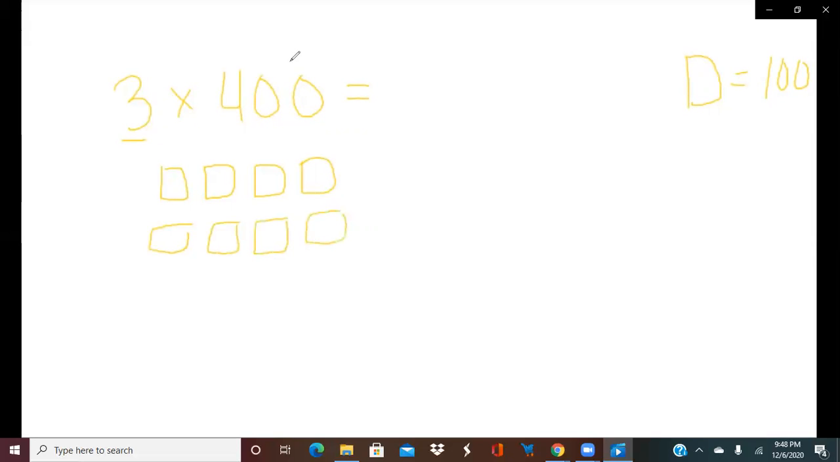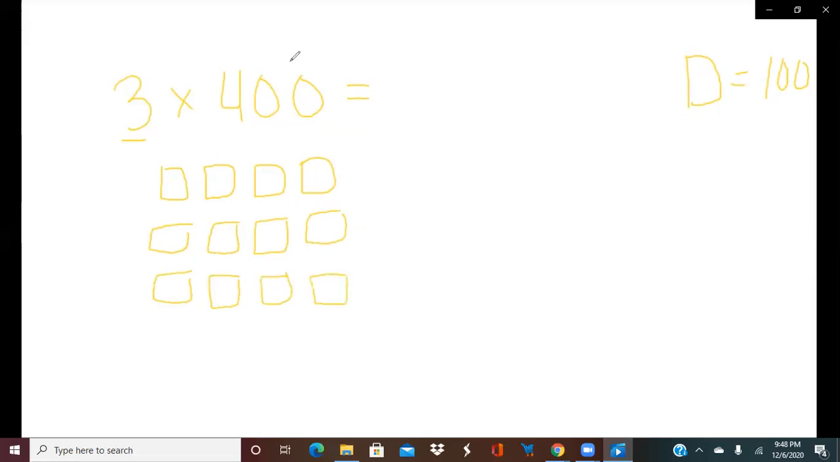Let's do 3 times 400. Okay, and again, I'm going to draw a model. Each square is going to represent 100, and I'm just putting this up here to remind us that it's 100. All right, so I need 400: 100, 200, 300, 400, and I need to have 3 of them, so I'm not done. I have one row, one set of 400. Here is my second set of 400, and my third set of 400.